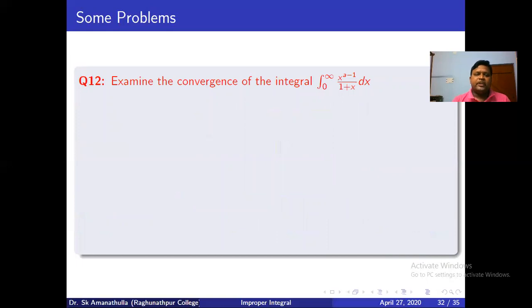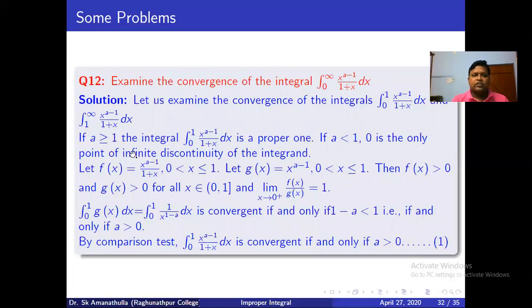This is another problem. Examine the convergence of the integral, that one. Here also 0 is a point of infinite discontinuity if a less than 1. If a greater or equal to 1, then 0 is not a point of infinite discontinuity, and it is a proper integral. If a less than 1, then 0 is the only point of infinite discontinuity of the integral. And let f(x) equal to this one, g(x) equal to x to the power a minus 1, that is 1 by x to the power 1 minus a. Then f(x) greater than 0, g(x) greater than 0 for all x belongs to this one, and limit x tends to 0 plus f(x) by g(x) equal to 1.